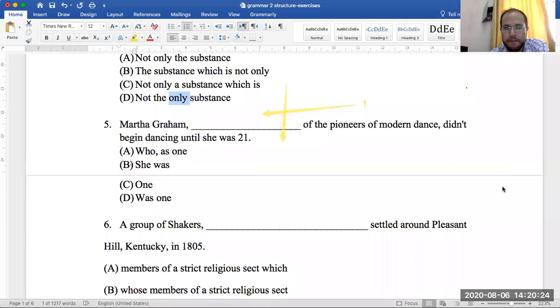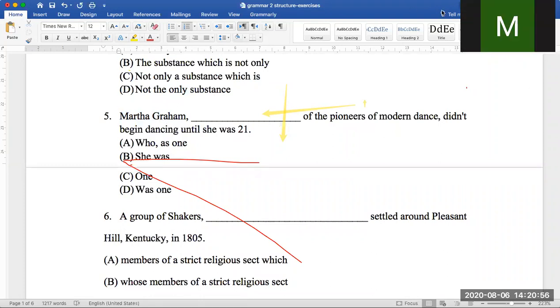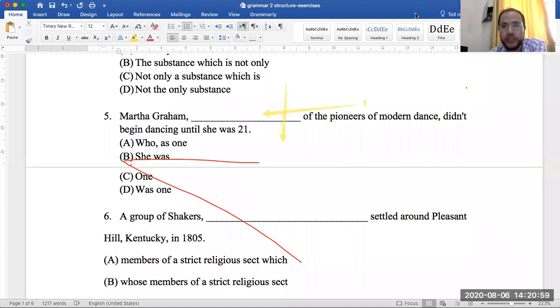Was 1? No, well, not B. Maybe 2. Maybe B, she was? No, not B, not C, and not A. So definitely it's C. Look at this. Martha Graham is the subject. The verb for Martha Graham is didn't begin dancing until she was 21. Okay.